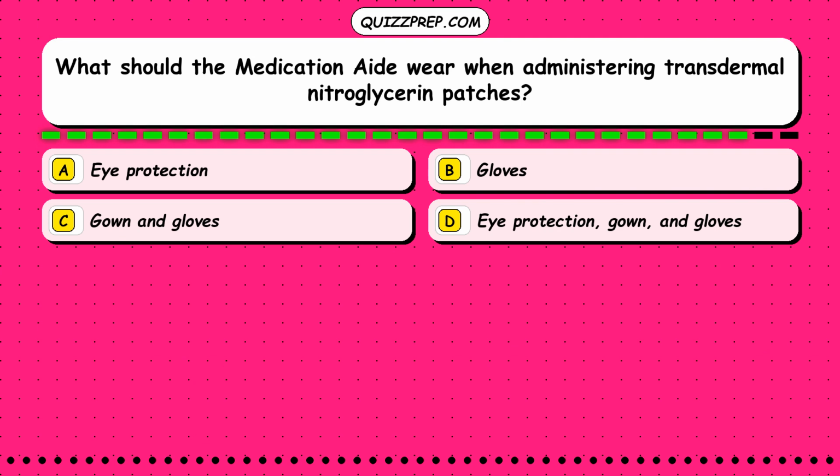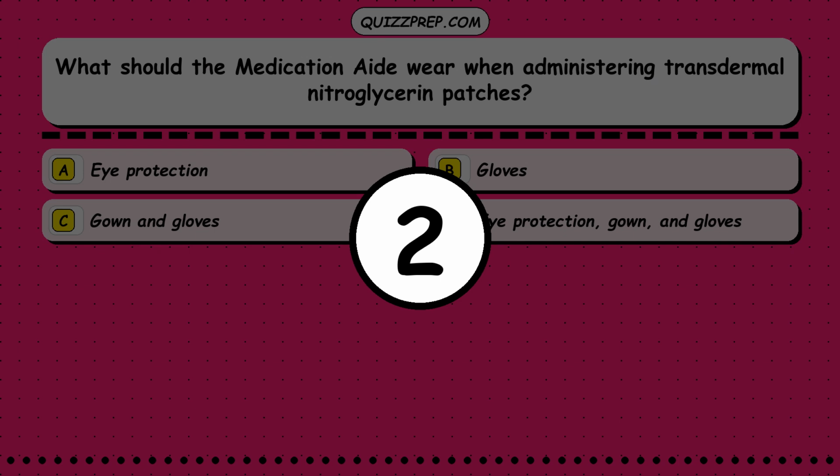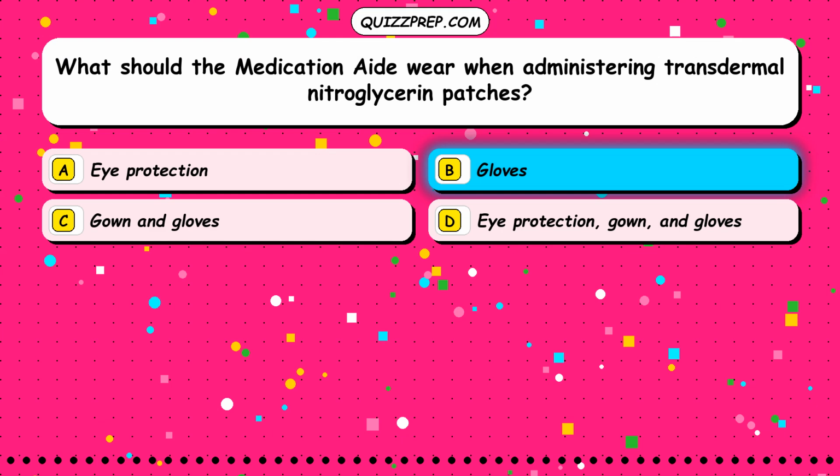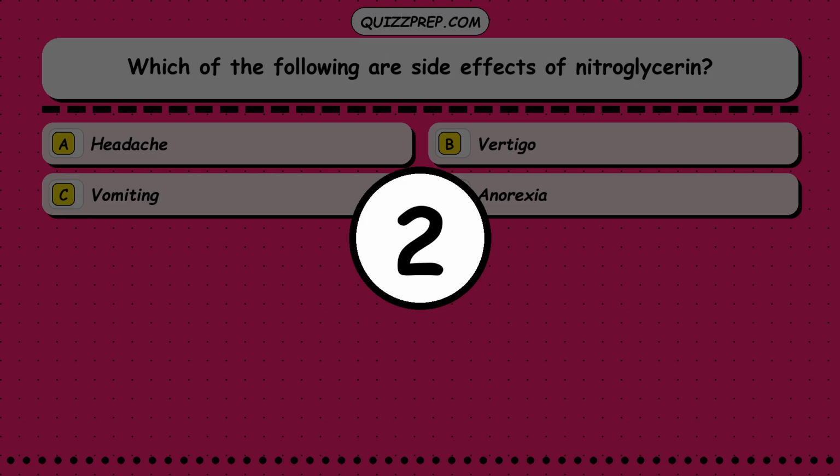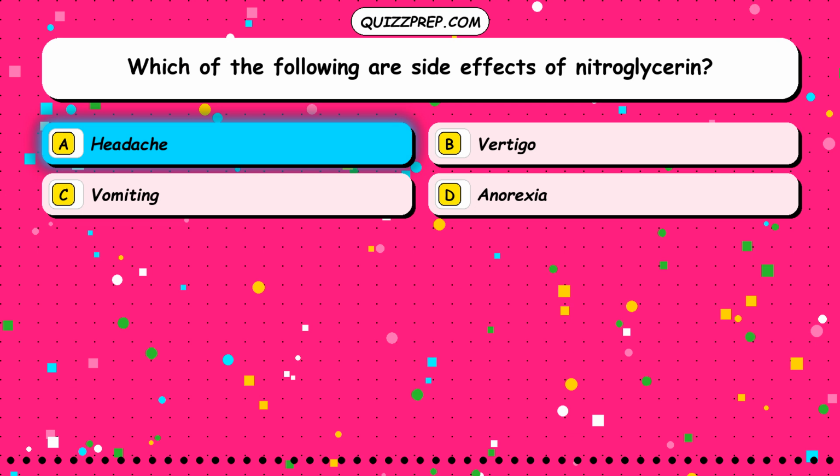Question 257. What should the medication aide wear when administering transdermal nitroglycerin patches? Option A, eye protection. Option B, gloves. Option C, gown and gloves. Option D, eye protection, gown, and gloves. The correct answer is option B, gloves. Question 258. Which of the following are side effects of nitroglycerin? Option A, headache. Option B, vertigo. Option C, vomiting. Option D, anorexia. The correct answer is option A, headache.